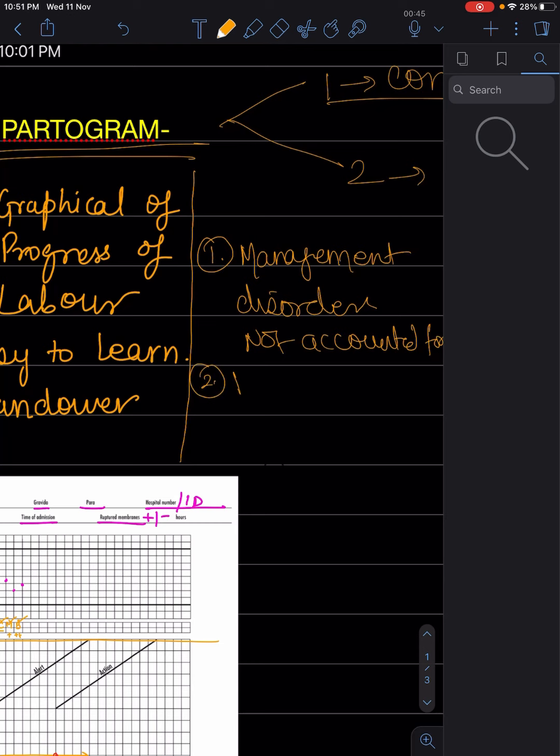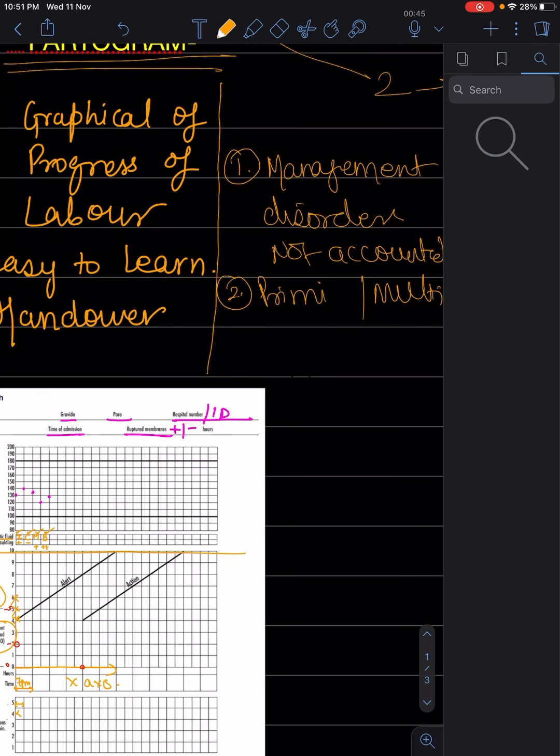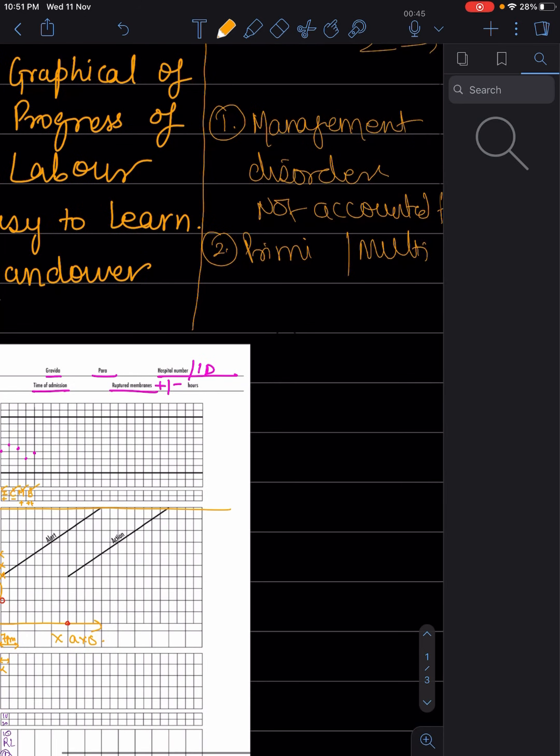Second is very important: primary and multi, there is no difference in the partogram. You are using the same partogram for both of these patients, and the progressive labor is a little different for these patients, which I'll be covering if I make a topic on labor and progressive labor. So it is quite different, but we still use the same partogram.